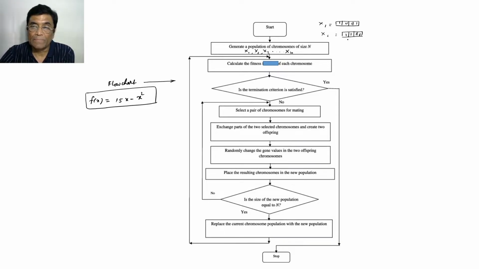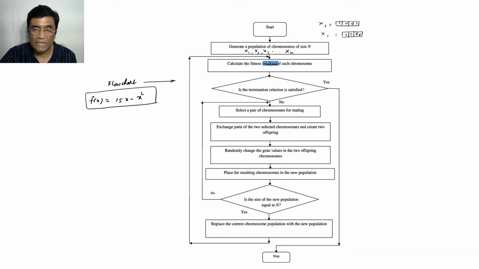Now, which one is better to know? I will have to calculate the fitness value of each chromosome. Okay. And then you will have to select some termination criteria. For example, the fitness value is not changing anymore appreciably. If this is the case, yes, then stop. Those chromosomes are your answer.